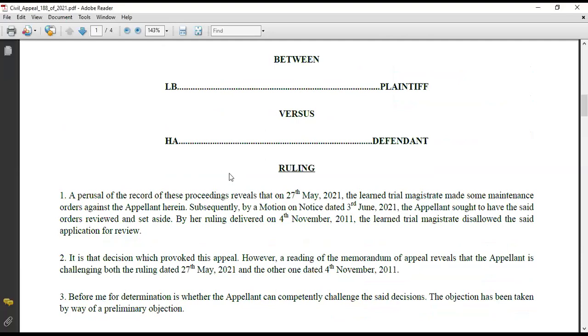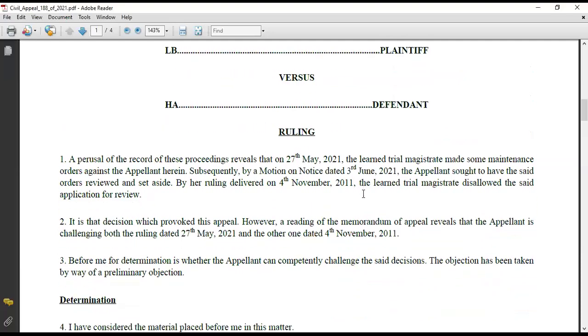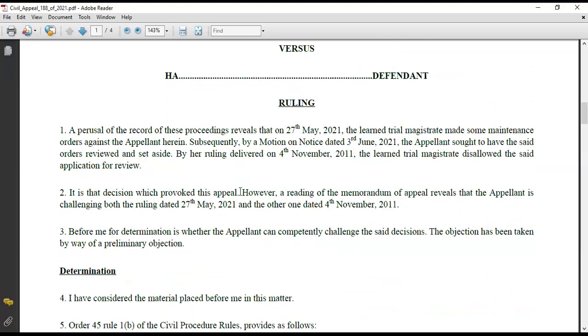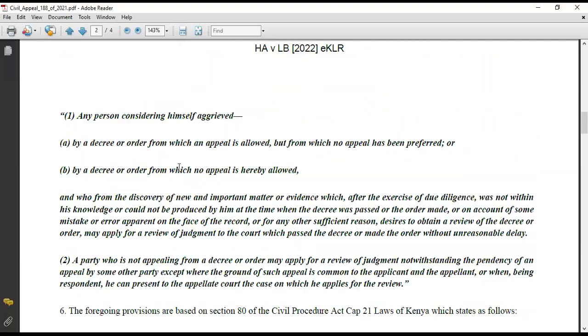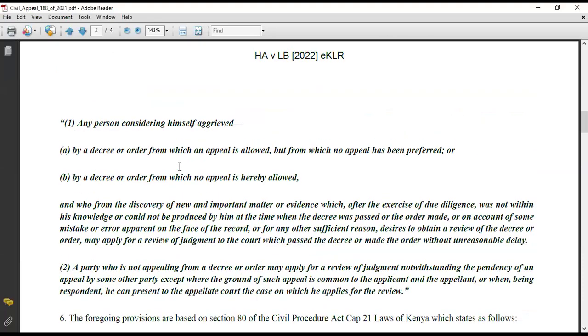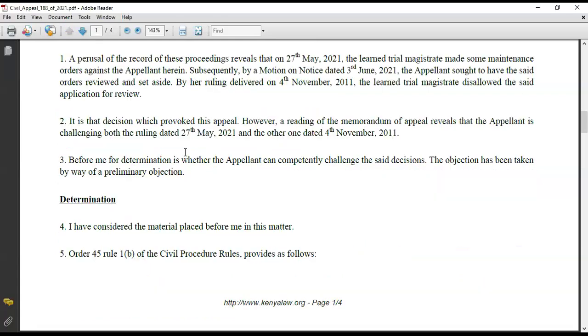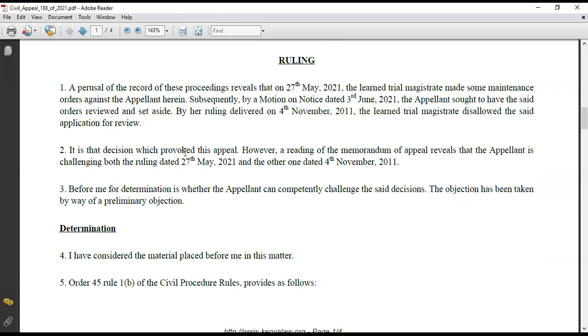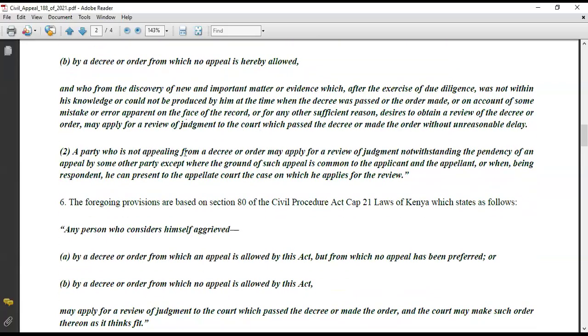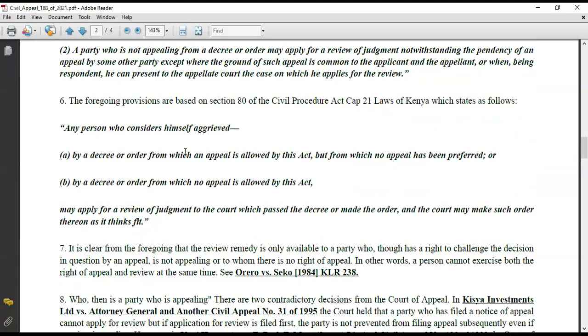A perusal of the record of these proceedings reveals that, so this is the concise statement in a judgment, reveals that on 27 May 2021, the Learned Trial Magistrate made the maintenance order against the appellant herein. Subsequently, by a notice of motion dated, the appellant sought to have the said orders reviewed. So, determination. So, what did the judge say? Of course, he quotes Order 45 Rule 1, which I read earlier, and Section 80 of the Civil Procedure Act.